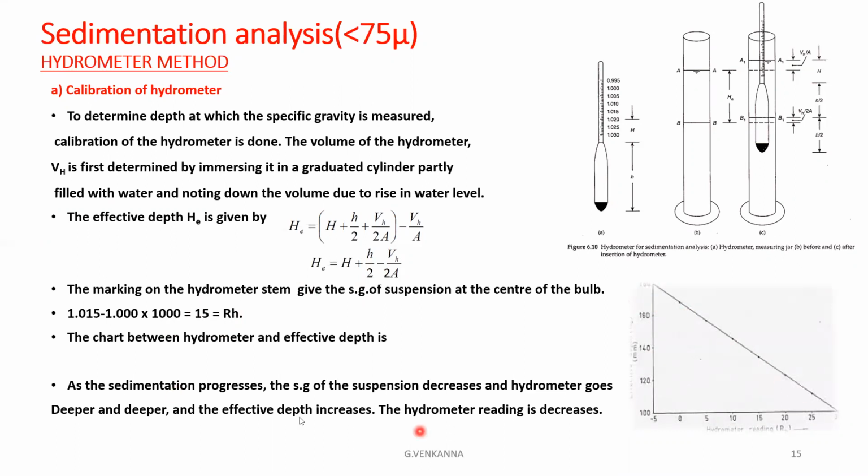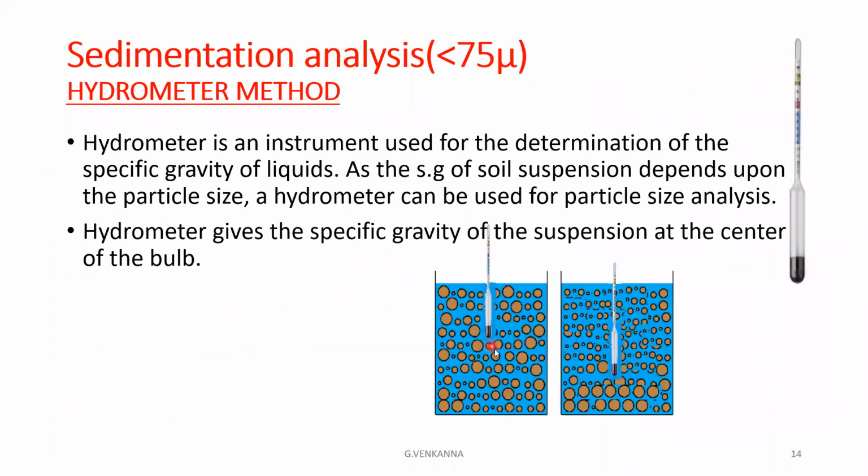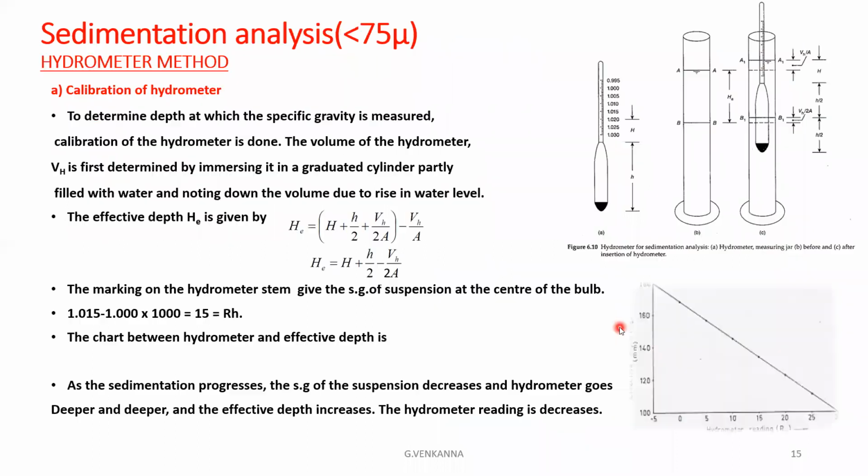As the sedimentation progresses, the specific gravity of the suspension decreases, the hydrometer goes deeper and deeper, and the effective depth increases, and the hydrometer reading decreases. After the sedimentation process goes on, the larger particles settle at the bottom, so the specific gravity decreases. The hydrometer goes deeper and deeper, so we get lesser values of the hydrometer reading.